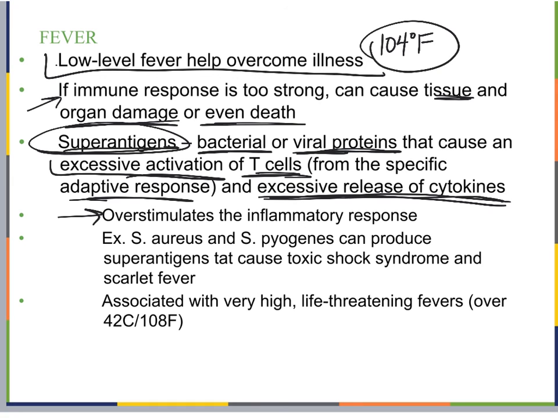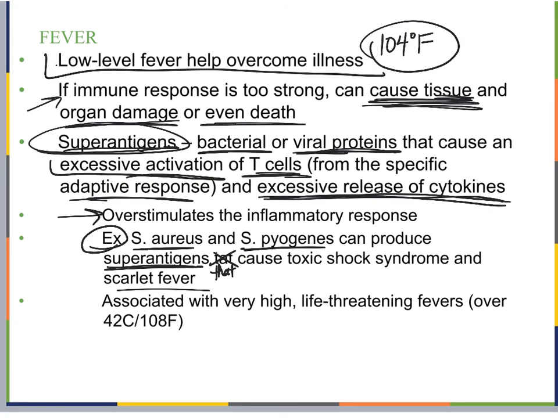We are overstimulating the inflammatory response. Our body is really trying to kill off this pathogen because it is a super antigen, and then it goes a little bit too far. It goes overboard, and starts to cause the things we talked about up here: tissue damage, organ damage, or even death. For example, Staph aureus and Pyogenes can produce super antigens that cause toxic shock syndrome, as well as scarlet fever.